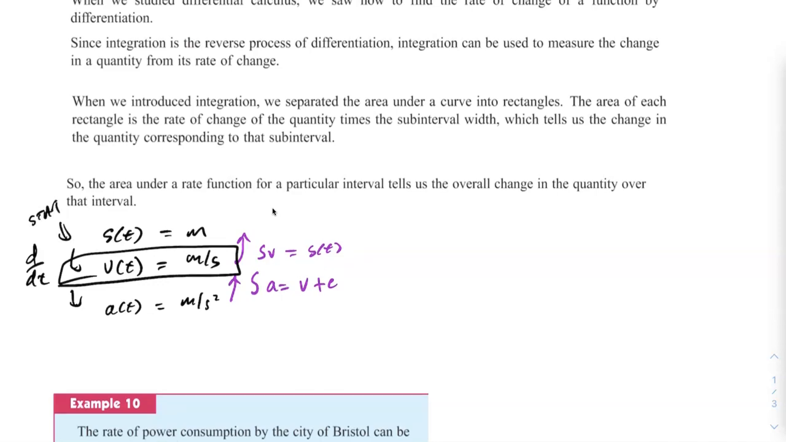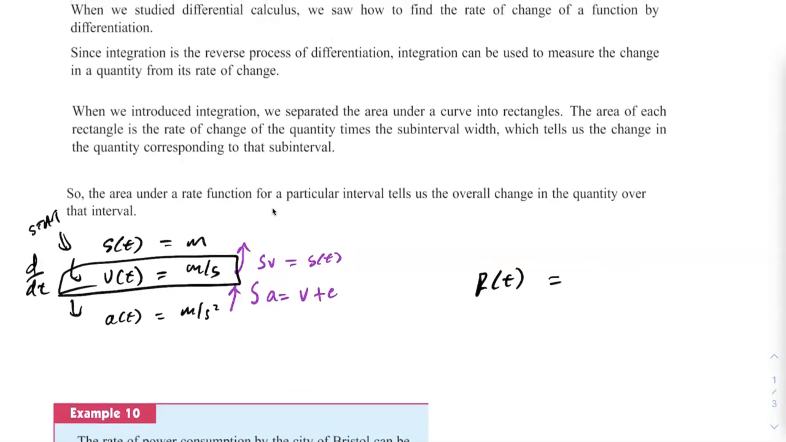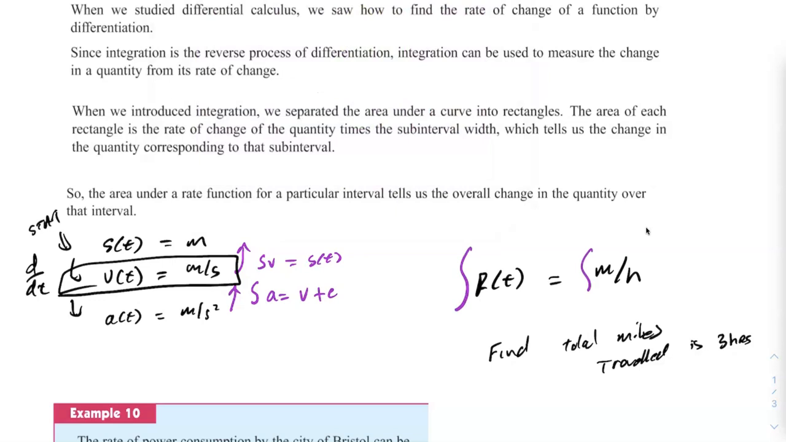So they'll say something like r of t equals some rate, let's say miles per hour, and then I'm going to say find the total miles traveled in, let's say, 3 hours. You're like, wait, the function I have here is miles per hour. How do I get miles? Well, you have to integrate. You've got to get rid of the hour. It's like, oh, I have a rate, and I want to just get miles. You've got to integrate that thing.